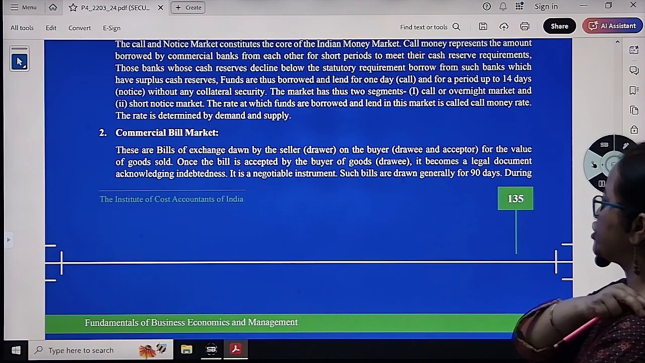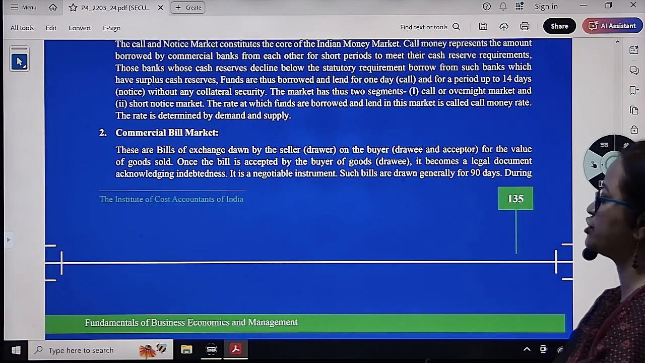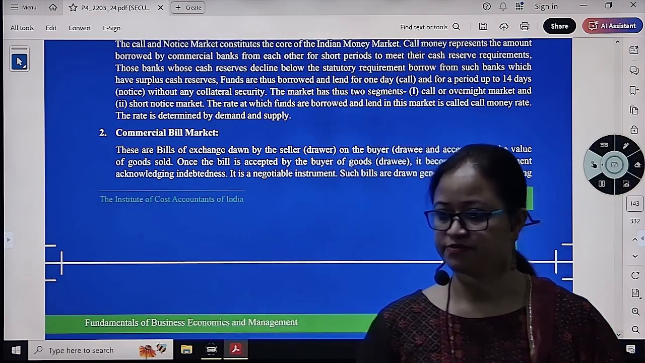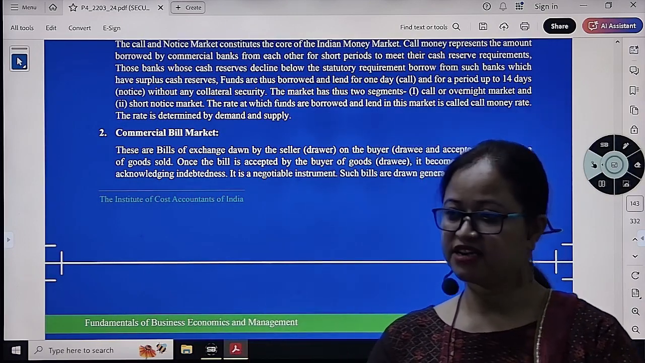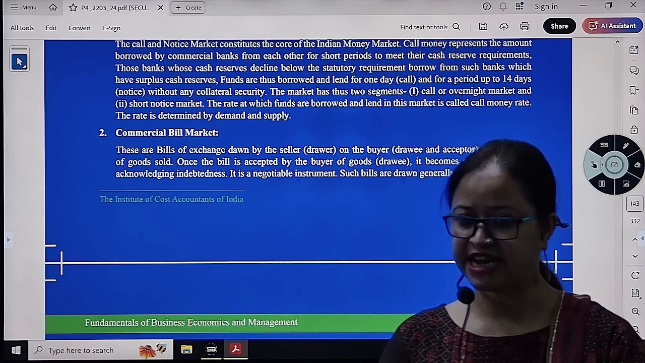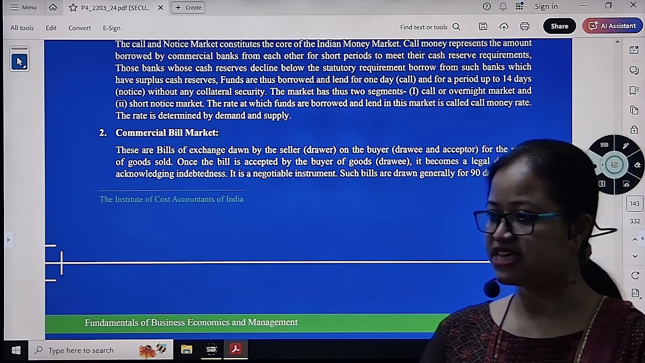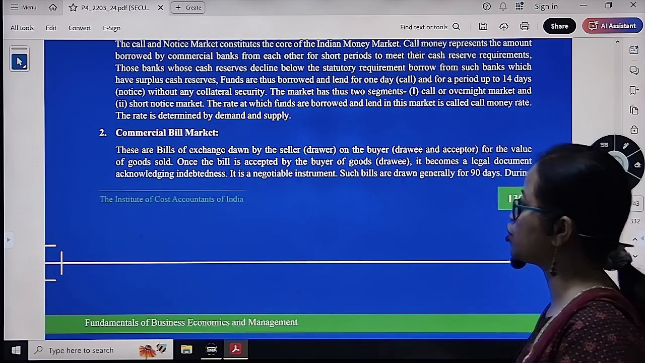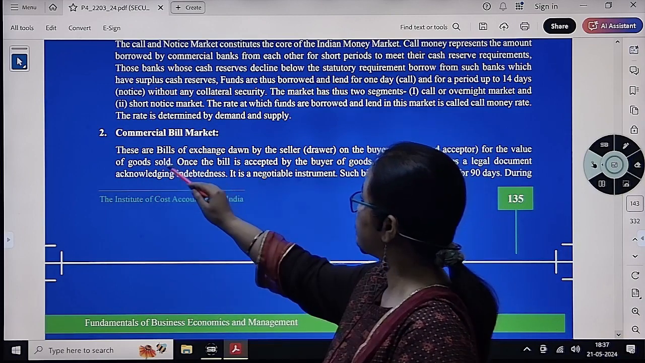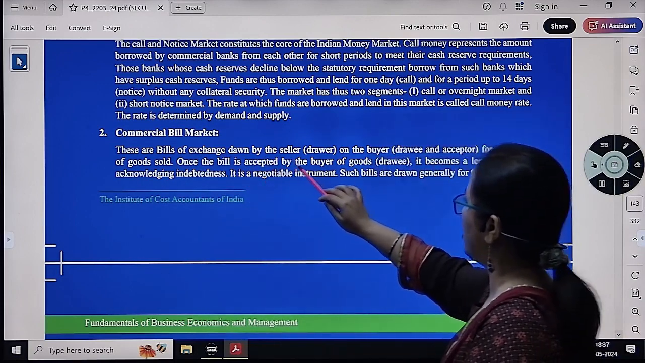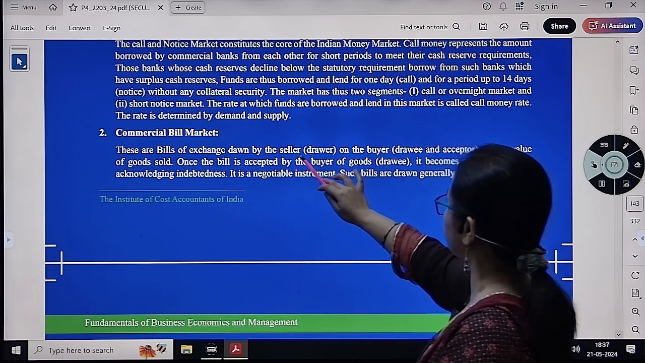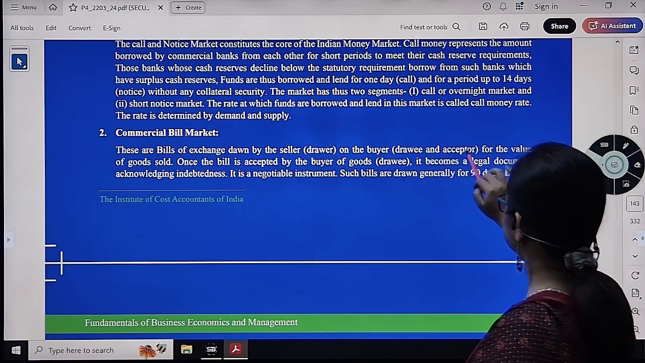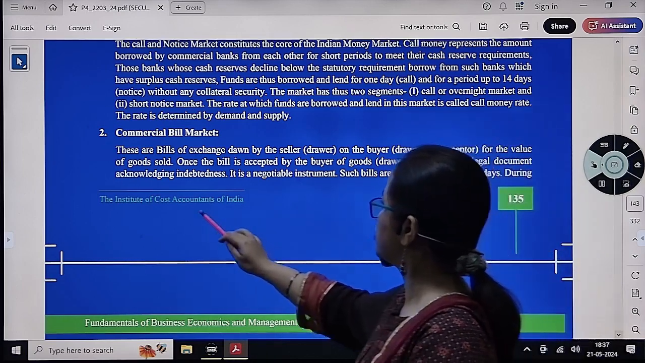Okay, next is commercial bill market. Okay, CB, commercial bill. So commercial bill is like your bill of exchange. Okay, so when there is credit buying and selling of goods, in that case a bill is prepared, right? So that is called your bill of exchange. So commercial bill market is like these are bills of exchange, drawn by the seller, that is the drawer, on the buyer, drawee and acceptor for the value of goods sold.